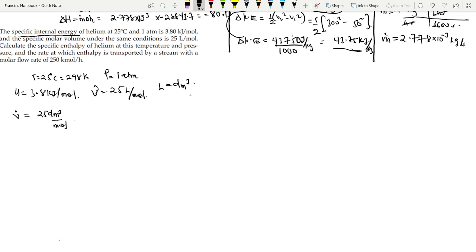Calculate the specific enthalpy of helium at this temperature and pressure, and the rate at which enthalpy is transported by a stream with a molar flow rate of this. Now, when we see specific enthalpy, it tells us that it's specific. When you say specific, it is something per kilogram or per mole. So our enthalpy, you are going to have it two ways. The small one, which is in kilojoules per mole here, and then the actual transport rate, which will be in kilojoules per second or kilojoules per hour, depending on what we want to work with.